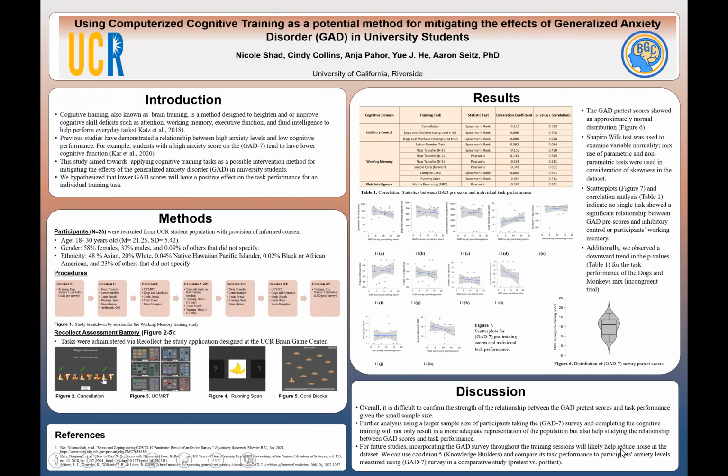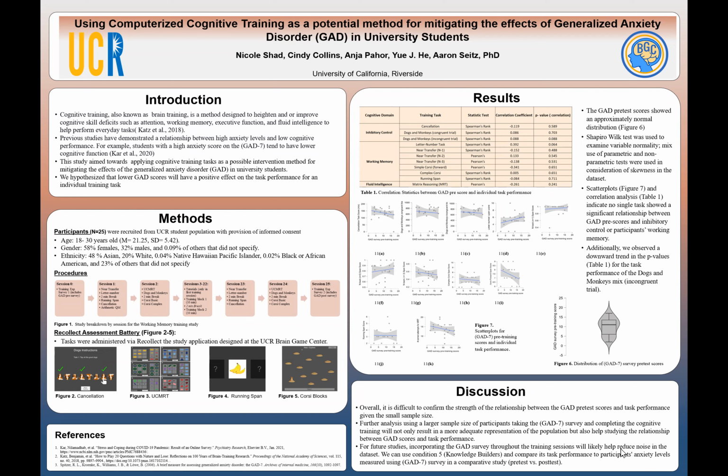For methods, we started off with 43 participants, out of which 25 did the GAD survey. It was optional, so we were lucky to have 25 people. Anxiety is a very sensitive topic. And the population was UCR students. They provided informed consent.